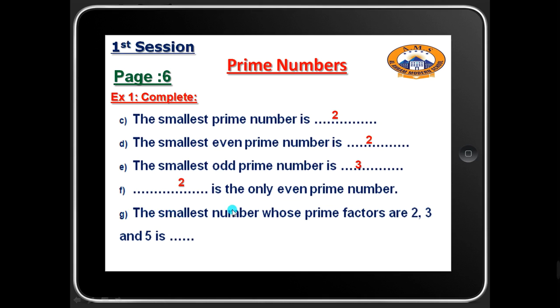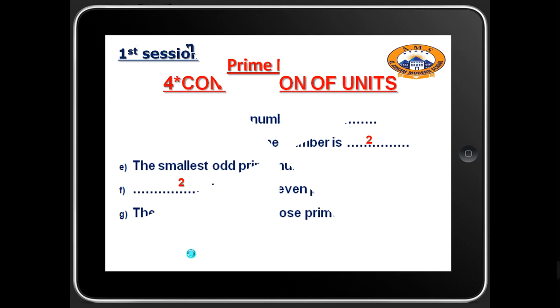Now, the smallest number whose prime factors are 2, 3, and 5. When you see a question like this, all you have to do is multiply the numbers they gave you in the exercise. So he gave you the numbers 2, 3, and 5, so I will multiply them together. 2 times 3 equals 6, 6 times 5 equals 30. So the answer is 30.